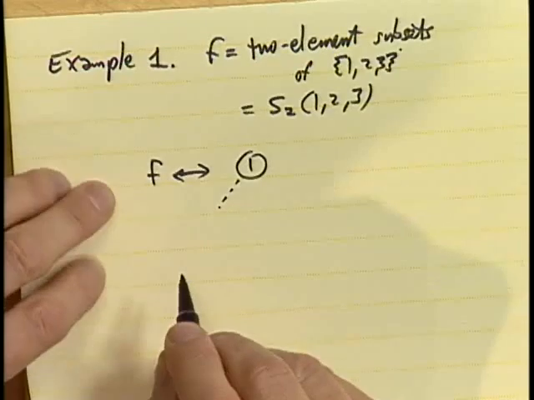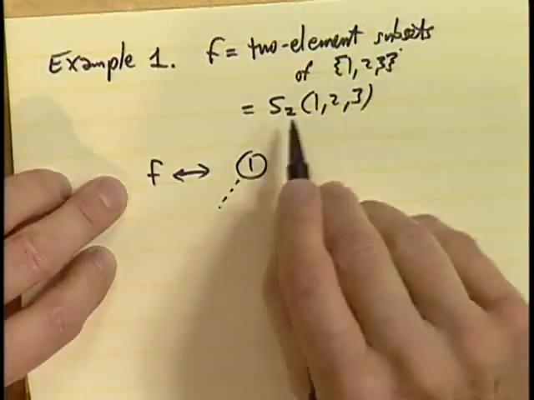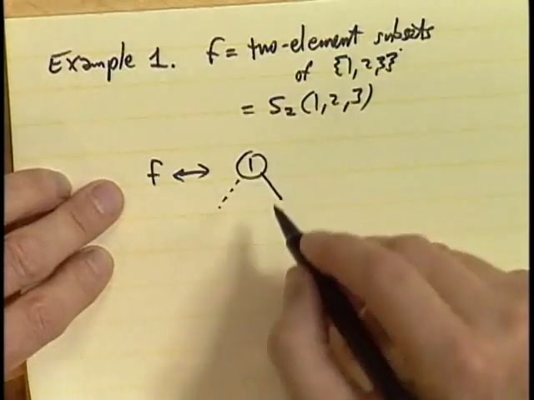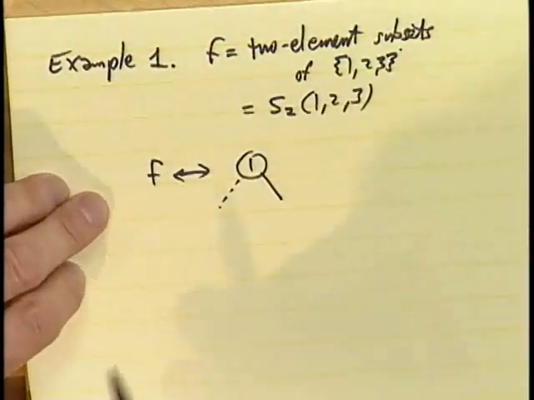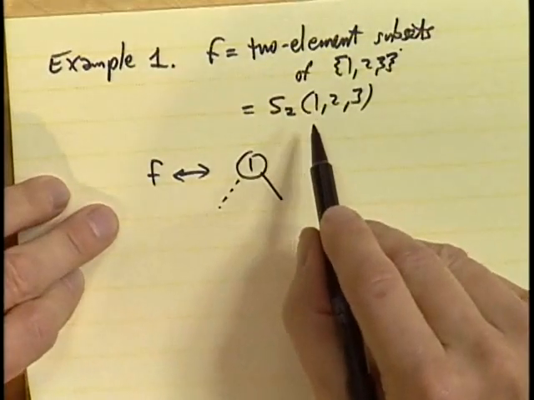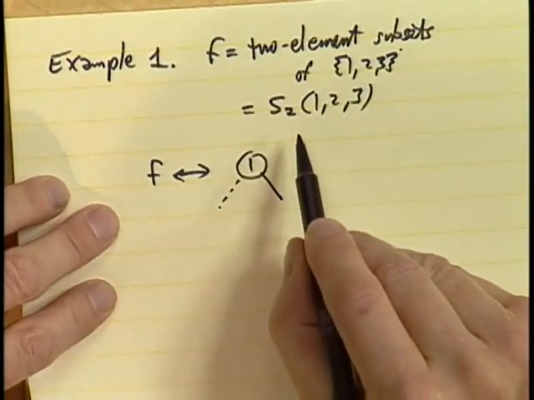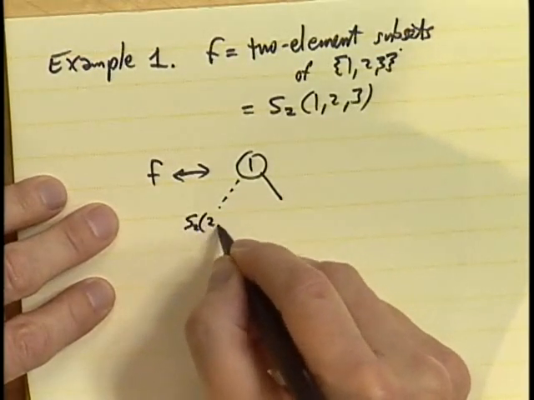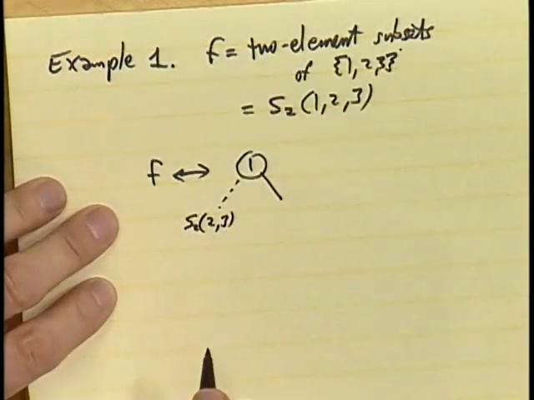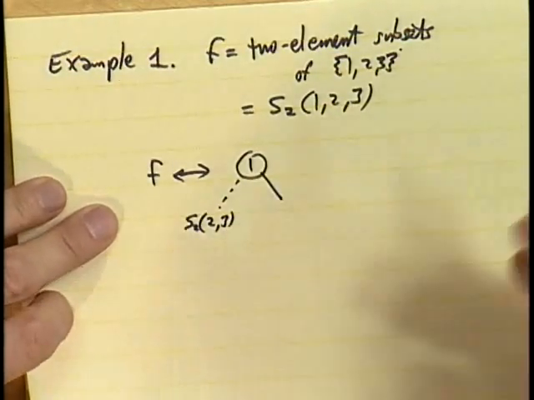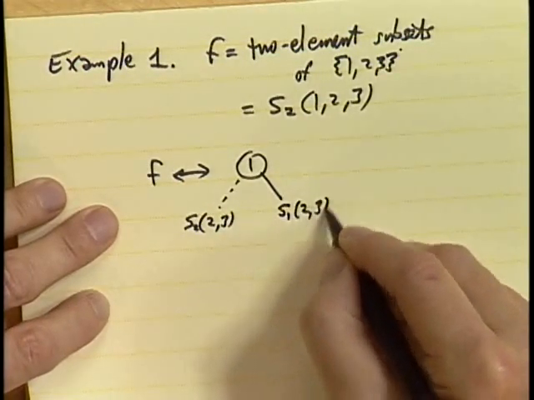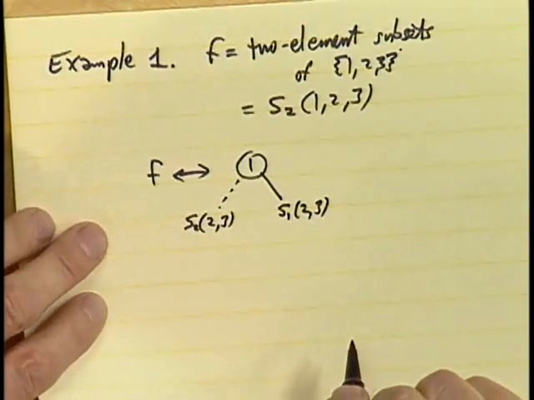Okay. So we start out then. The smallest element that's supported is 1, and there are the sets that contain 1 and the sets that don't contain 1. So the ones that don't contain 1 are S2 of 2 and 3, the two element sets of 2 and 3. The ones that do contain 1, after you throw 1 out, are what? They're the S1 of 2 and 3. They're the things that contain one more element of 2 and 3. Okay?